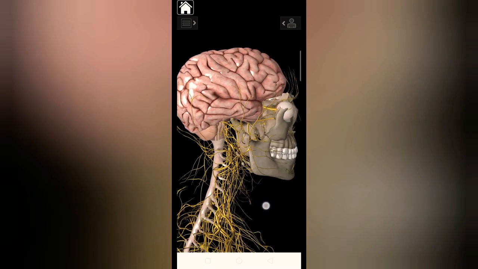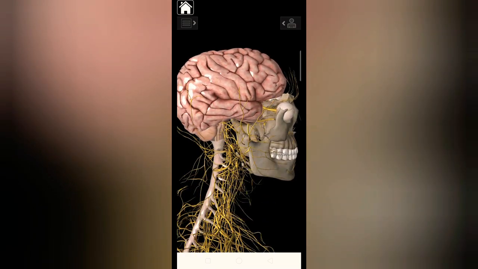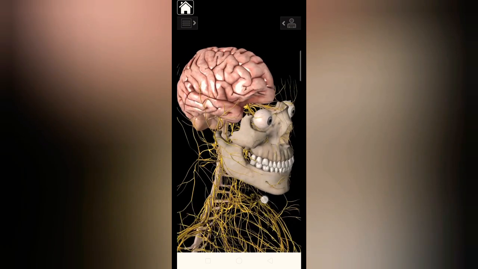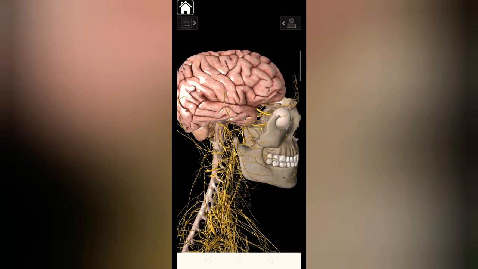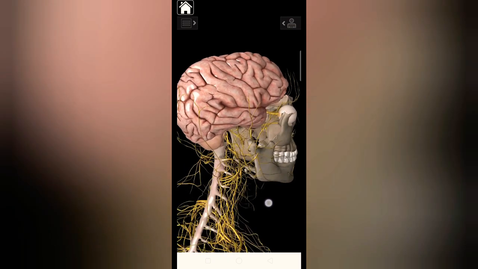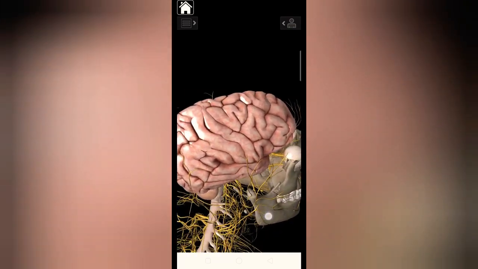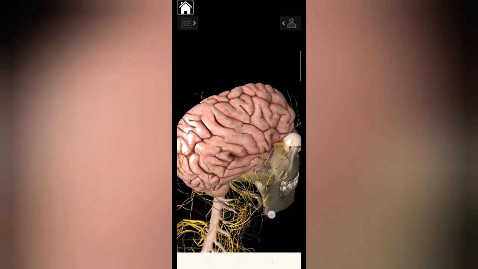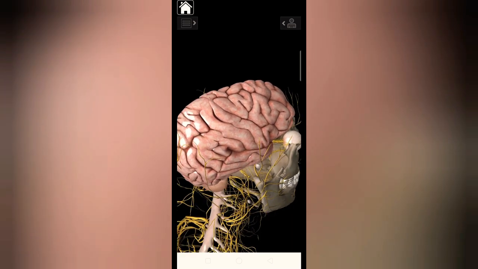As I told you, gyri are generally mountains and sulci are the valley-like depressions. So the gyri are mountains. The gyrus anterior to the central sulcus is the precentral gyrus, and the one posterior to the central sulcus is the postcentral gyrus. So let us look for our central sulcus. Central sulcus arises from the superior medial margin.